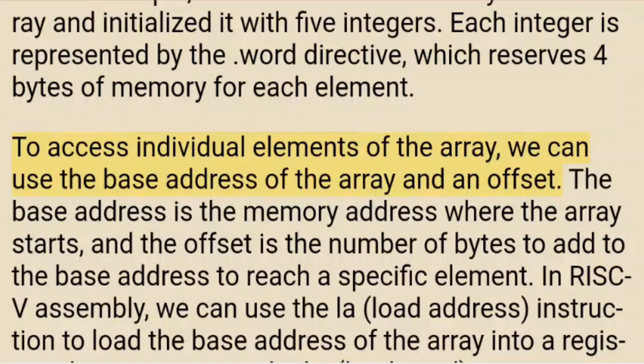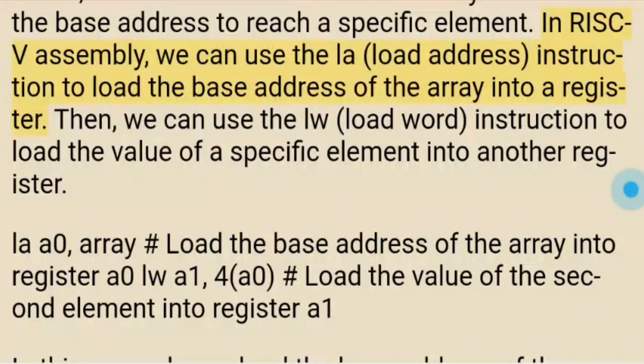To access individual elements of the array, we can use the base address of the array and an offset. The base address is the memory address where the array starts, and the offset is the number of bytes to add to the base address to reach a specific element. In RISC-V assembly, we can use the load address instruction to load the base address of the array into a register. Then, we can use the lw load word instruction to load the value of a specific element into another register. la a0, array # load the base address of the array into register a0. lw a1, 4(a0) # load the value of the second element into register a1.